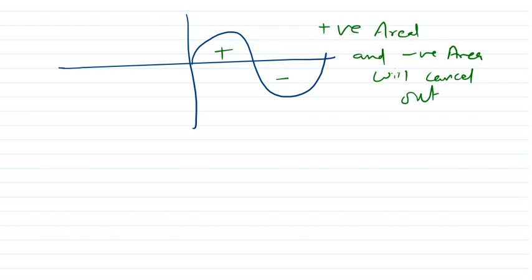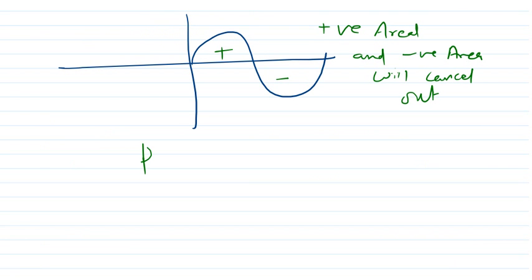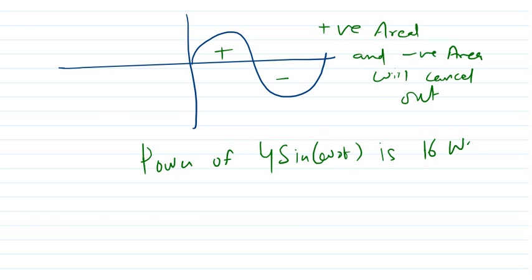So what is happening, what is the final result we are getting? We can apply here this 8, okay, then we have 8 into 2, that is 16 watt. So what is the power? What is the power of 4 sine omega naught t? So power of 4 sine omega naught t is 16 watt.